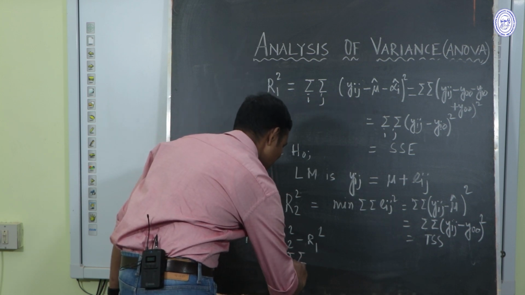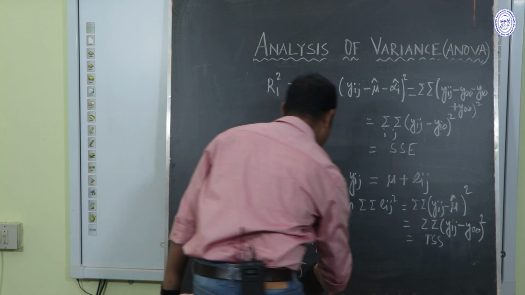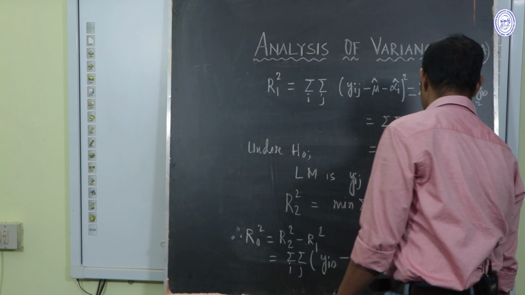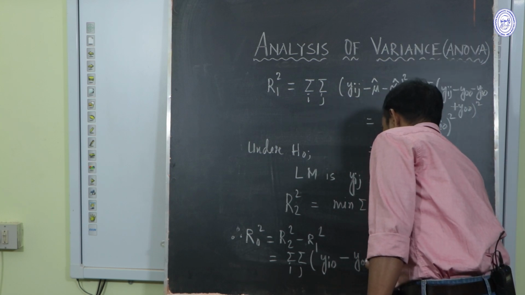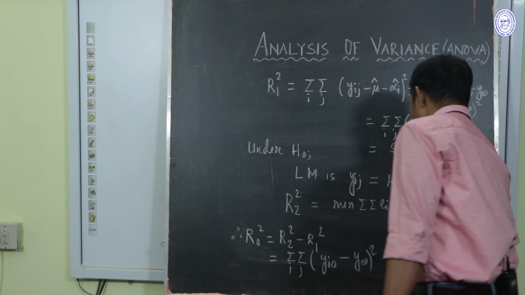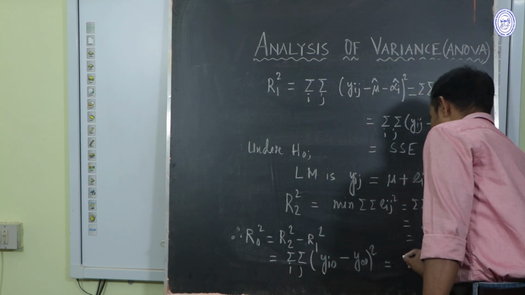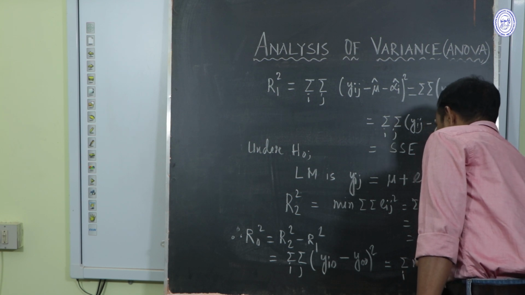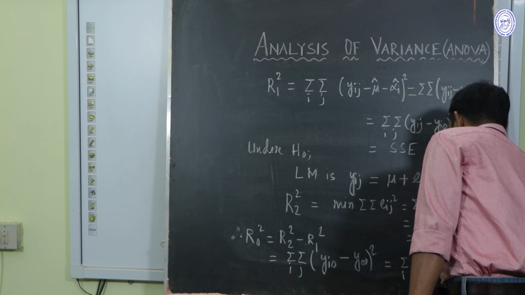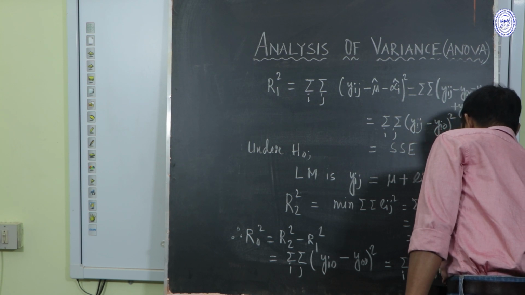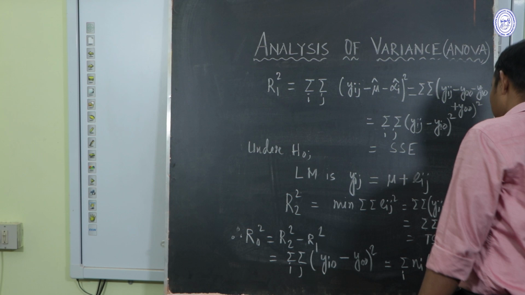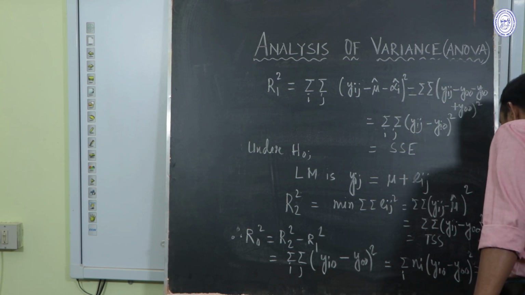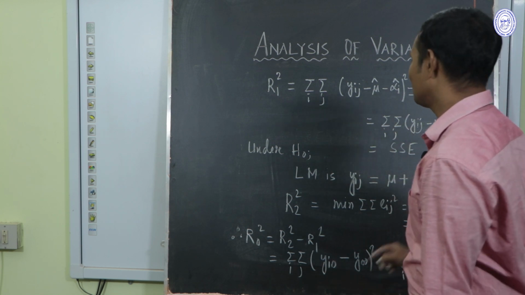Double summation over i, summation over j, y_i0 minus y_00 square equal to summation over i n_i y_i0 minus y_00 square, that is called SSA, sum of square due to factor A.